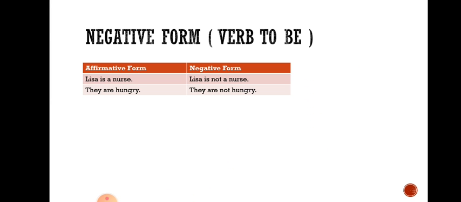The negative form of the simple present when there is verb to be. Lisa is a nurse. They are hungry. Lisa is not a nurse. They are not hungry. So when there is verb to be, in order to negate the sentence, just add not after the verb to be.